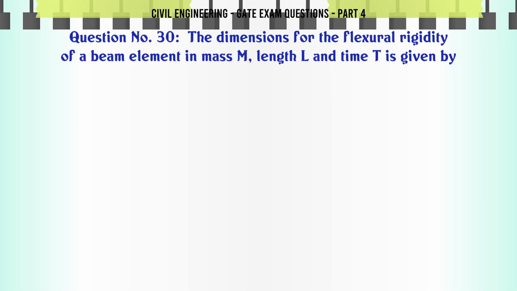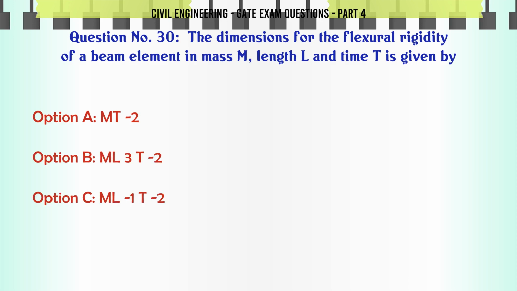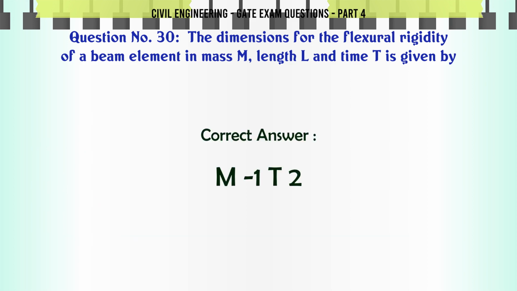The dimensions for the flexural rigidity of a beam element in mass M, length L and time T is given by A, B. ML³T⁻², C. ML¹T⁻², D. M L T. The correct answer is D.